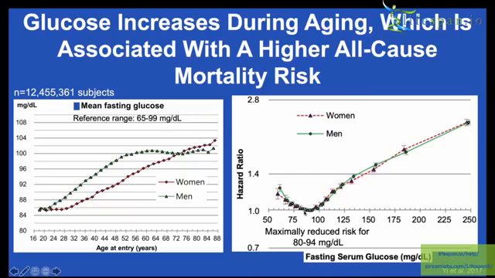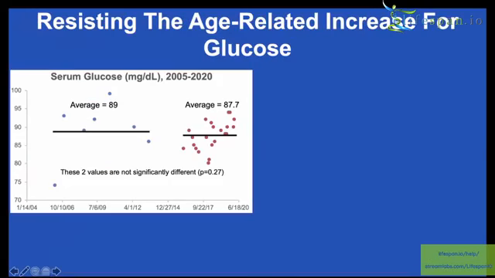So notice that below 80 milligrams per deciliter, all-cause mortality risk is significantly increased, and also anything higher than 94 is significantly increased. So based on this large data set, we could suggest that 80 to 94 would be optimal. So resisting the age-related increase in glucose.